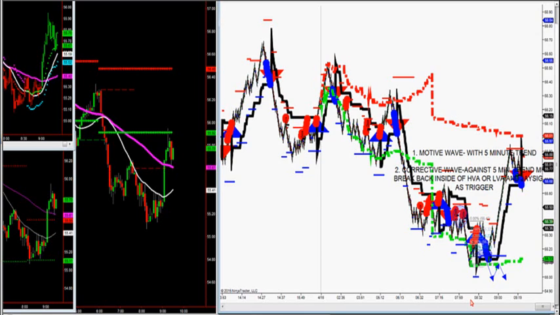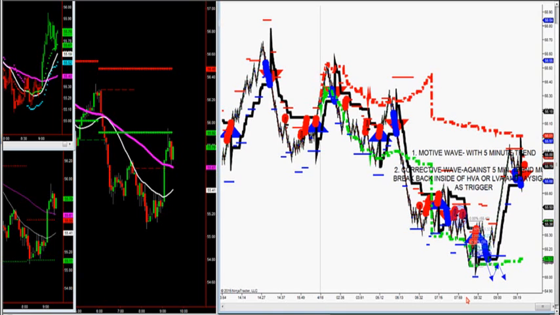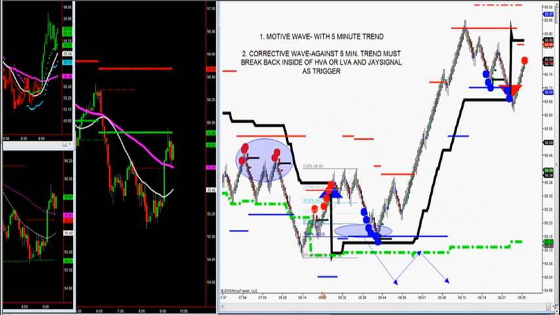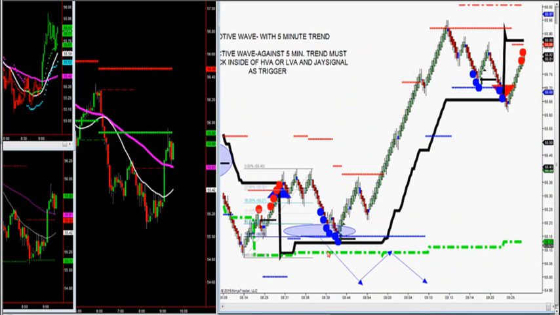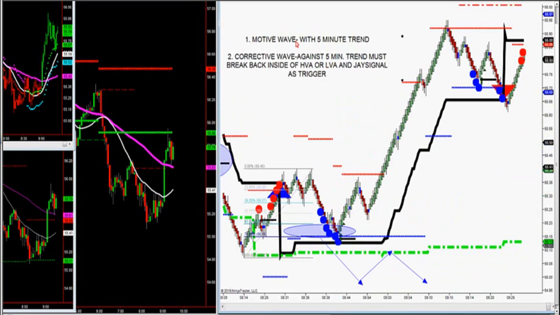You have to get back inside of low value or HVA or LVA. You have to do it. You're not allowed to take any corrective waves unless you get back inside right there. You have to get back inside of it because it's showing strength. You can't catch a falling knife or jump in front of a runaway train unless you get back inside a low value area. Okay? Very, very simple rule. So that's how you trade corrective waves.